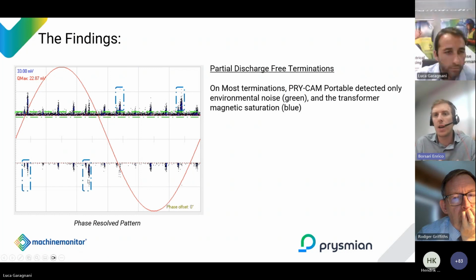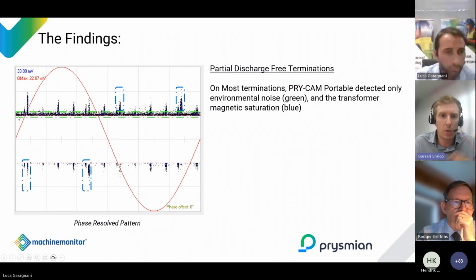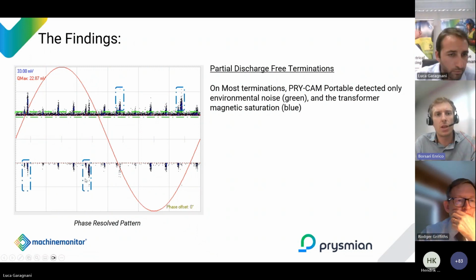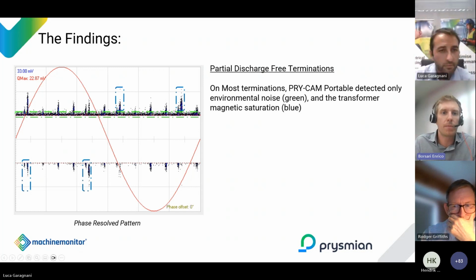The next slide shows us the finding for 11 out of the 12 terminations that we monitored. 11 terminations were showing just noise and magnetic saturation. So you can see the noise as a flat distribution of pulses in our PRPD or phase to ground voltage graph, as Luca mentioned at the beginning. And you see at certain intervals, at certain phase angles, some straight lines. These straight lines are our magnetic saturation.